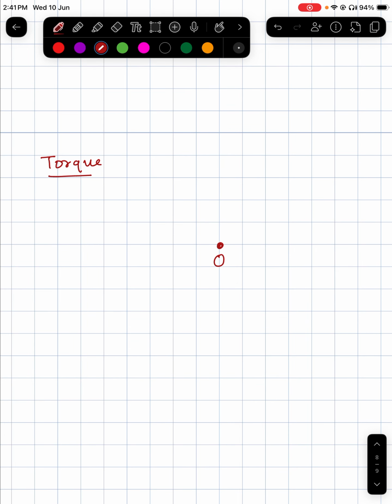So suppose it is a fixed point O, and we have already studied torque in class 10 in ICSE board. The same thing is happening here, but now we have to express the torque in terms of the vector quantity. So it is a fixed point, and this is a position vector R. Position of what? Position of the force, not of the particle.